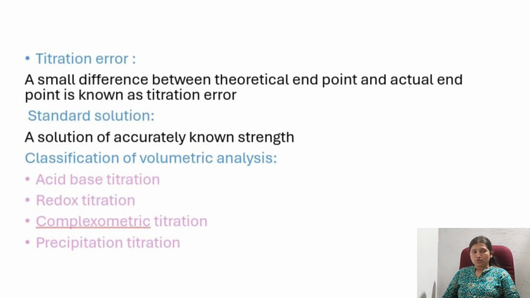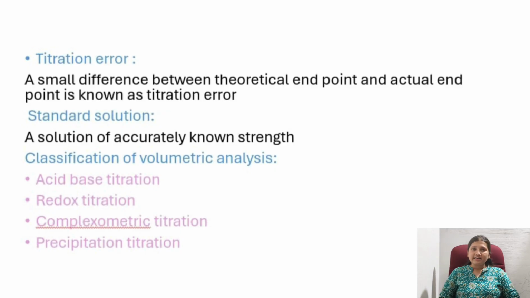Next is a standard solution. The solution of accurately known concentration is known as a standard solution. Standard solutions can be classified into two types: primary standard solution and secondary standard solution. The substance that can be directly weighed to prepare the solution is known as a primary standard solution. In a primary standard solution, the concentration of the solution does not vary with time.